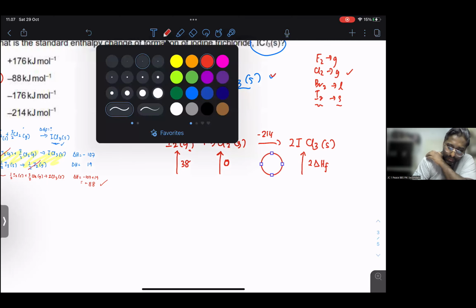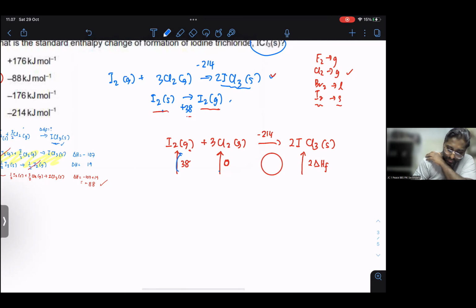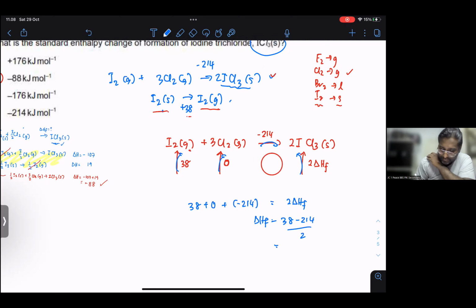Now you use that, and then you put this one over here, over here, over here. So it's going to be 38 plus 0 plus negative 214 equals n times, twice, 2 times delta HF. So delta HF is going to be 38 minus 214 divided by 2. You will get the same answer as well.